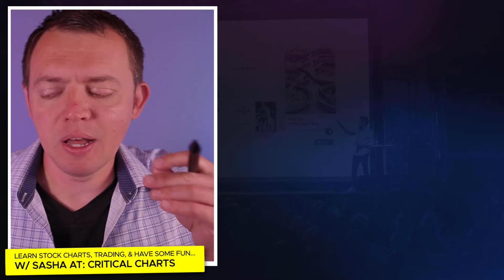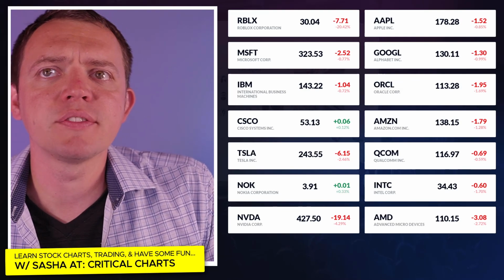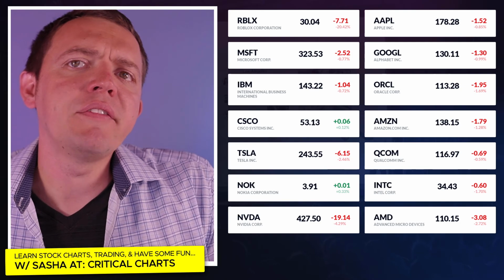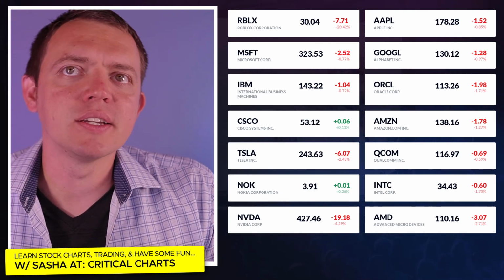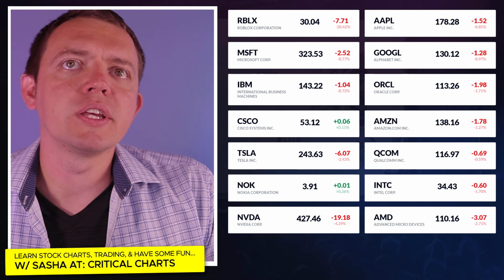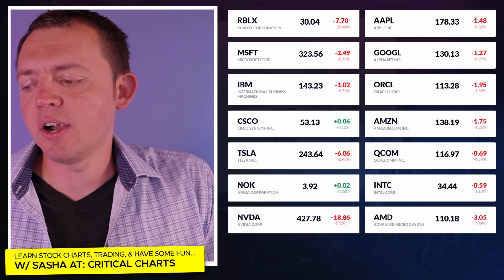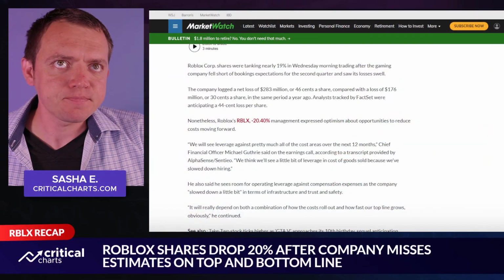Looking at a lot of companies today, we've got Roblox, Microsoft, IBM, Cisco, Tesla. Cisco is one of the few that's up. Everything else is a little more red. Even NVIDIA is down almost $19 today. So a lot of struggle in the companies. It's a down day, and they're obviously waiting for key inflation data coming in.